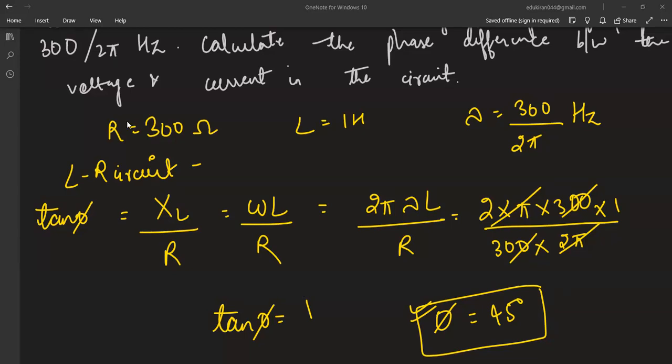Austin, why minus? From the impedance triangle, even if you calculate, why minus? The formula is XC minus XL by R, right? And XC is zero. See, this is from the impedance triangle only, you're right.